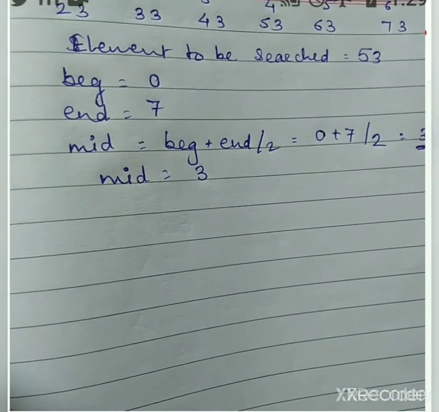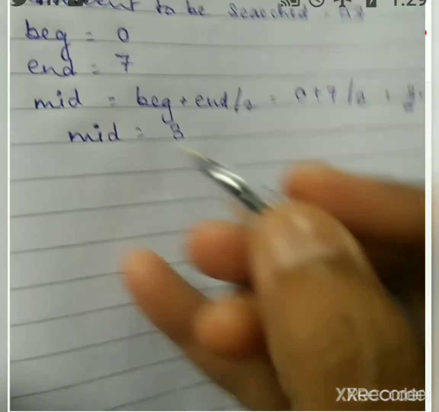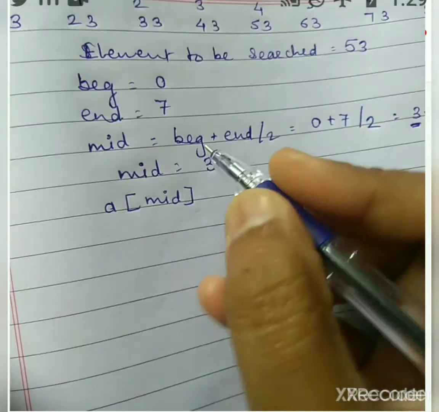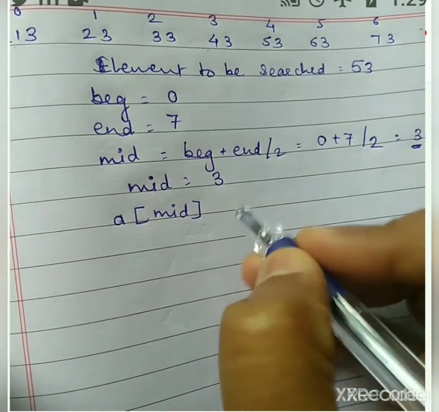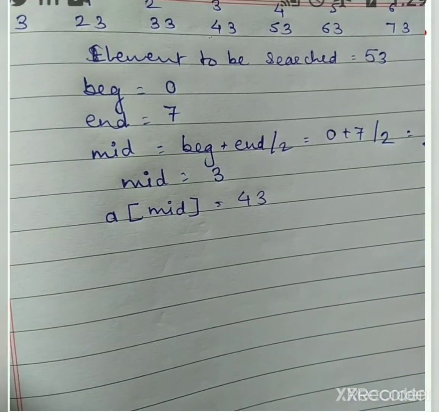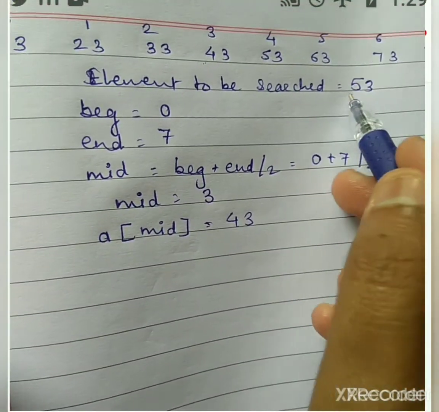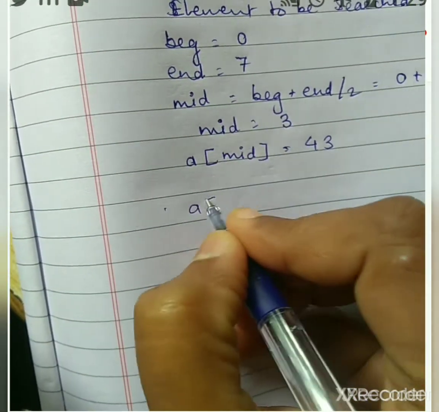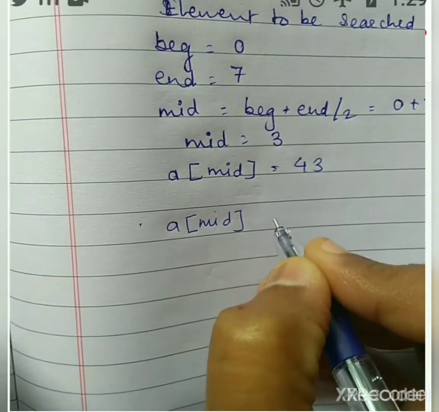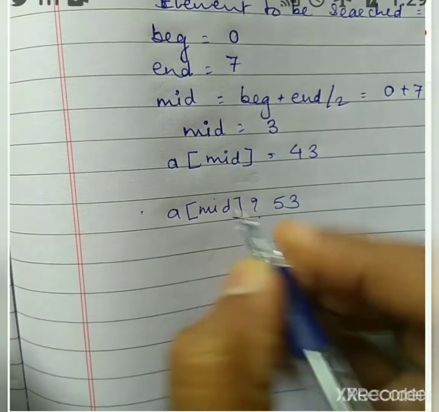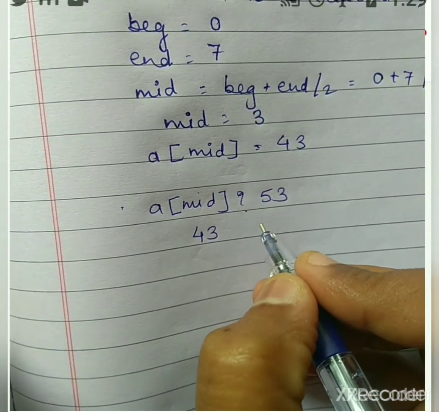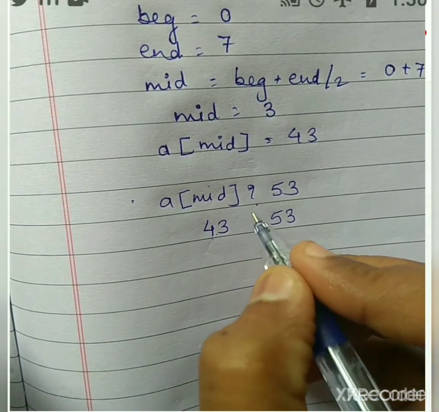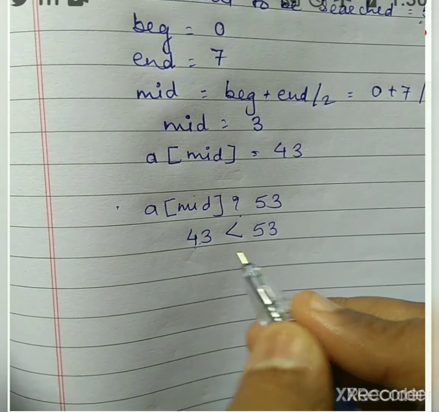When mid equal to 3, again we have to find out which is the element at A of mid. It is 43. Now we have to compare it with the element to be searched, that is 53. In the first comparison, we compare A of mid with 53. 43, the middle element, is less than 53.